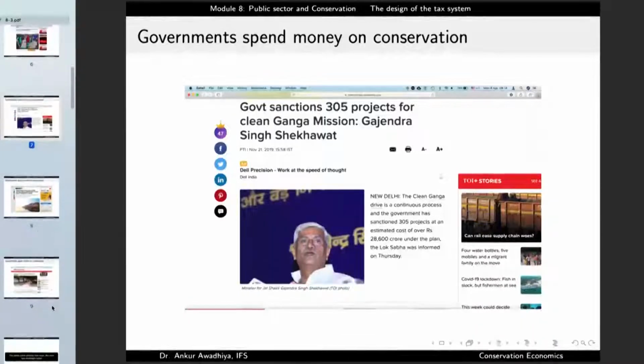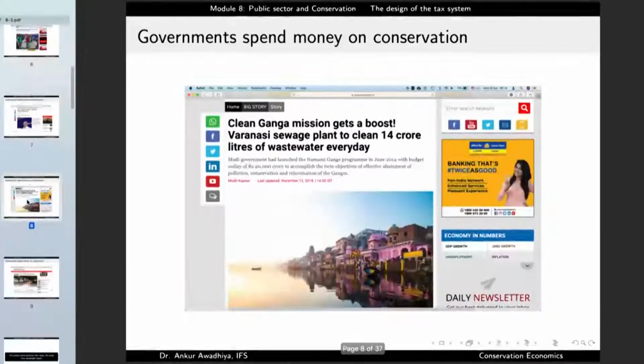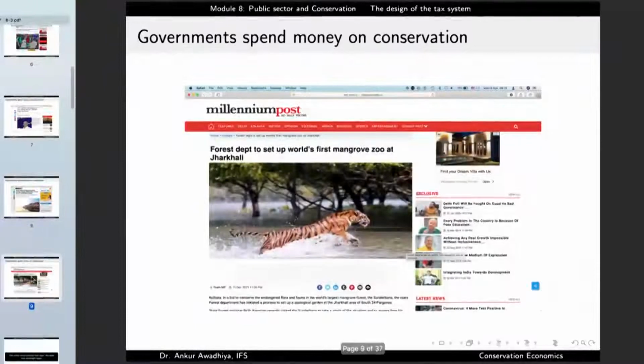Government sanctions 305 projects for Clean Ganga mission. Here again, we are spending money on the cleaning of the Ganges river. Clean Ganga mission gets a boost. Varanasi sewage plant to clean 14 crore liters of wastewater every day. So in this case, the government is using money to set up a sewage plant, and this sewage plant is going to perform water treatment. Now, this is important for conservation, but here again, all these things require money.